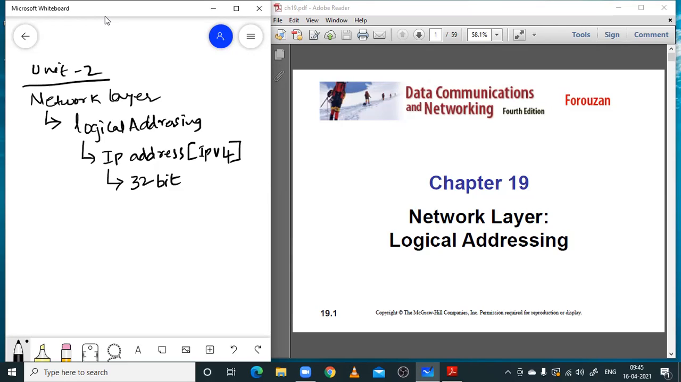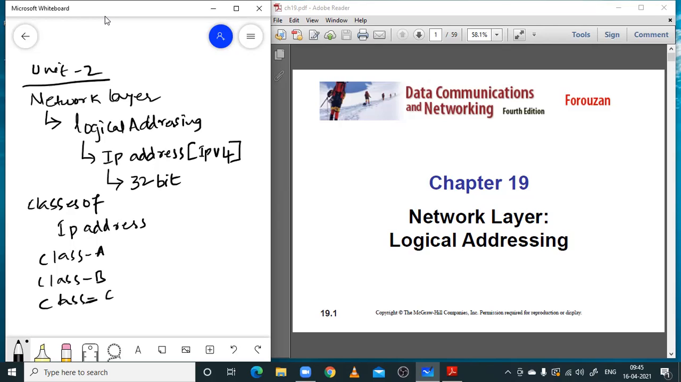In one of the lab sessions, I discussed the different classes of IP addresses. Class A, class B, class C, and we have class D and class E. We will not discuss much about those. We will be discussing more about class A, class B, and class C.